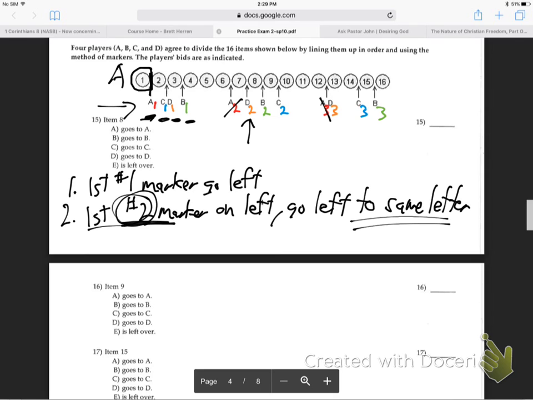Everybody seeing that? So the first number two marker is that D2. That's the first number two. Again, the letters don't matter. A, B, C, D. All we're focused on is the number of the marker right now. So we're looking for the first two marker, right? A2 would have been the first two marker, but he's out. So it's D2. And what do you do?